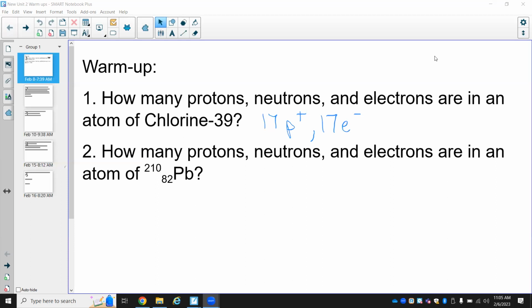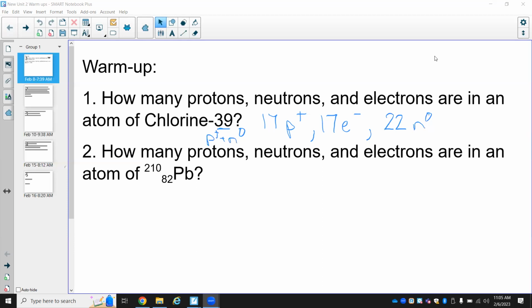The one that's a little bit harder to find is the neutrons. So remember, this mass number is protons plus neutrons. So if we take the 39 and subtract our number of protons, our atomic number, which was 17, we get that this has 22 neutrons.